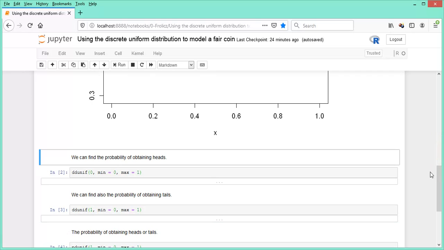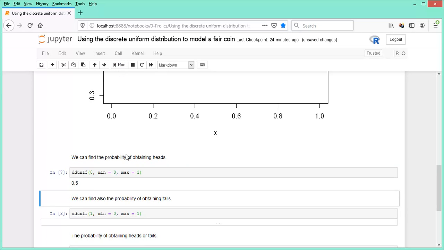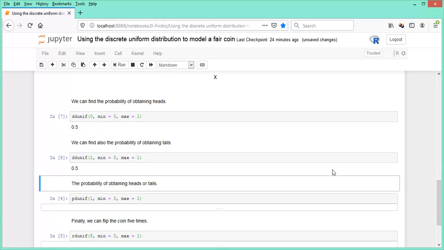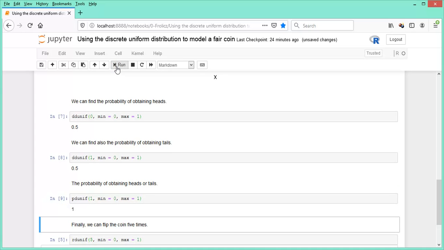So let's use the ddunif function now to find the probability of obtaining heads. That's 0 because we want heads, with our parameters, and we run that. It's 0.5. We can also find the probability of obtaining tails using this command. We run that. It's 0.5, what we would expect. Since there are only two values, the probability of each should be a half, 0.5. We can also find the probability of obtaining heads or tails, which we run, and this, of course, is 1.